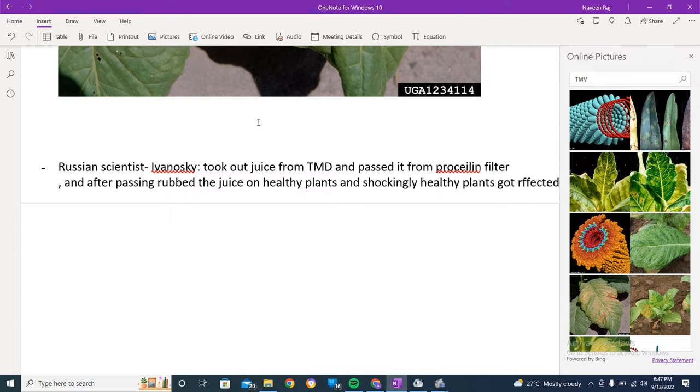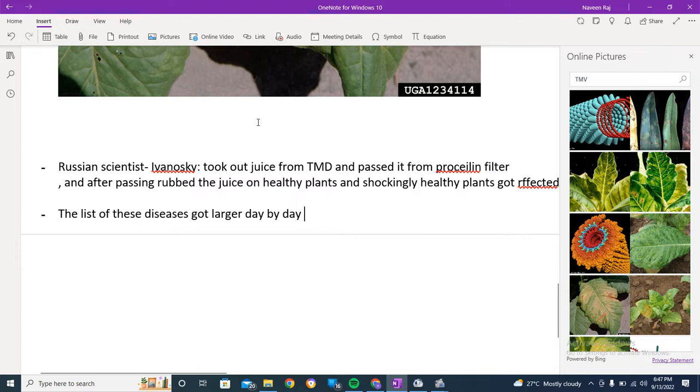So the first evidence was given by Charles Chamberland and Louis Pasteur, and from here it was clear that this is something existing. Not only was that a rare case, there are other such diseases present in nature as well, and the list of these diseases got larger day by day. As days passed, new diseases were found whose causative agents were able to pass through the porcelain filter. So it was clear that some kind of virus is present. It was now not said to be a bacterial disease, but something smaller than a bacterium.